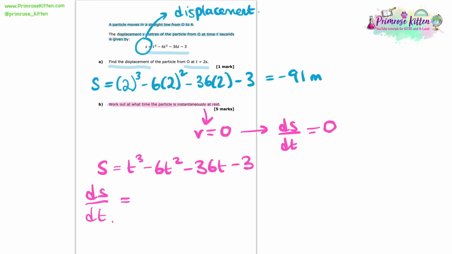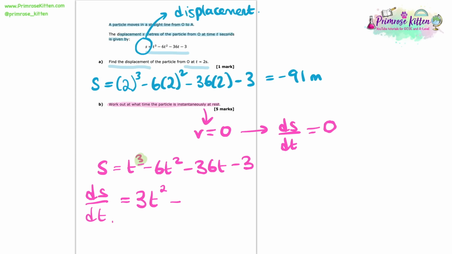Now, when differentiating, what we do is we take the power and we multiply through by that power, and then we subtract 1 from the power. So 3 minus 1 is going to give us 2, isn't it? So t to the power of 3 differentiated is 3t squared.